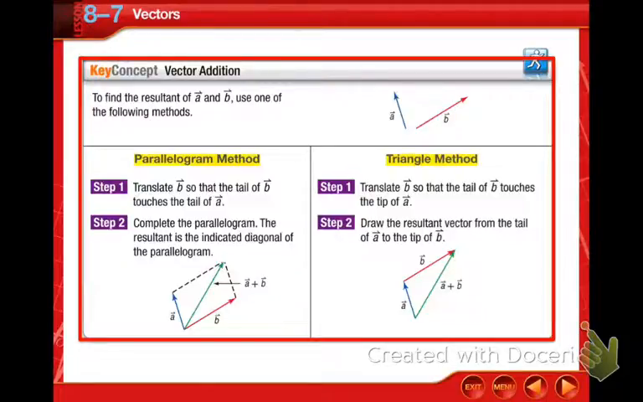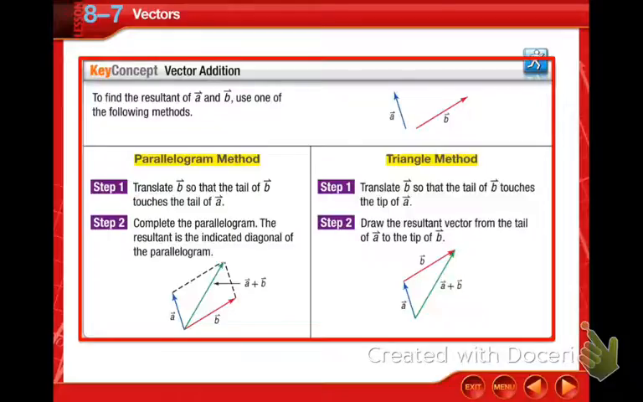The triangle method, when I taught physics, is also known as the head to tail method. It works that way too. So you translate B so that the tail of B touches the tip or the head of A, and then you draw the resultant vector from the tail of A to the head or tip of B. So that's why it's head to tail or tail to head. Either way, it works.